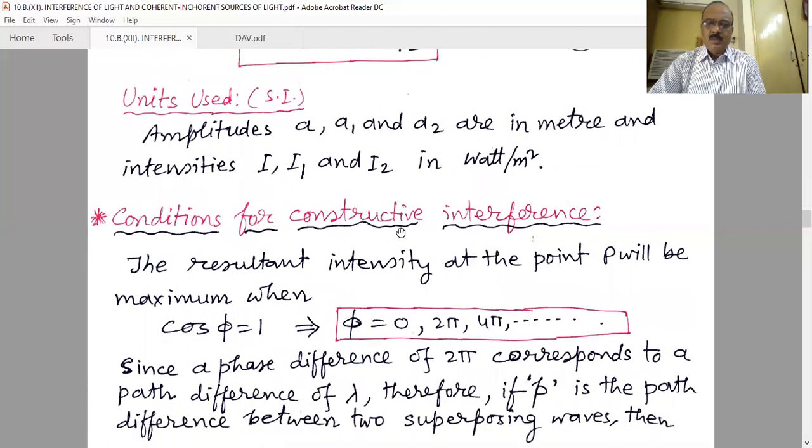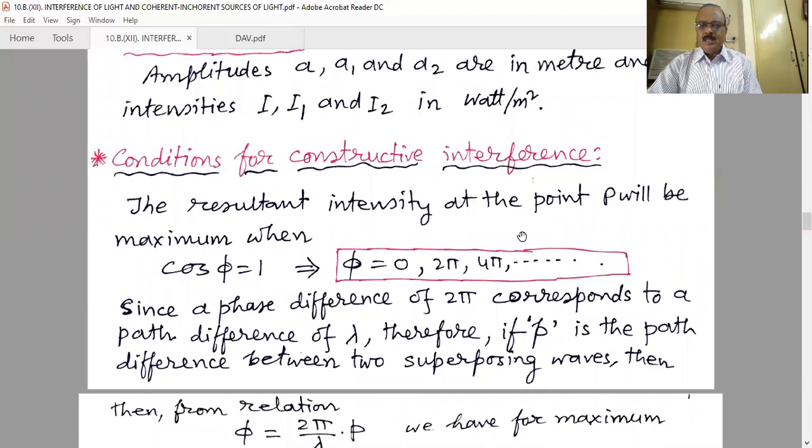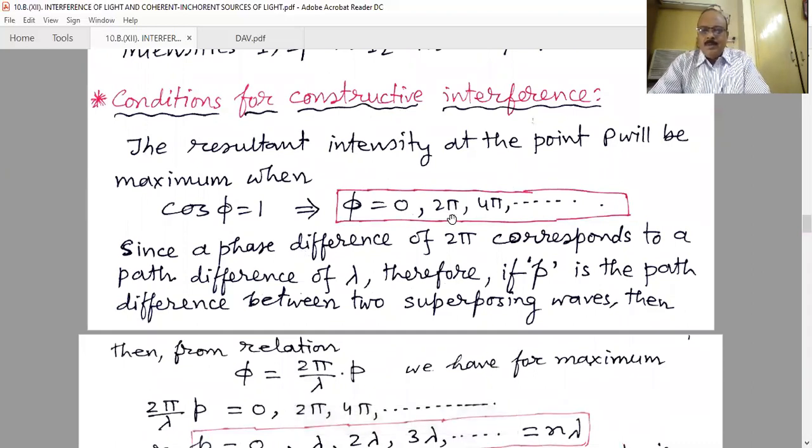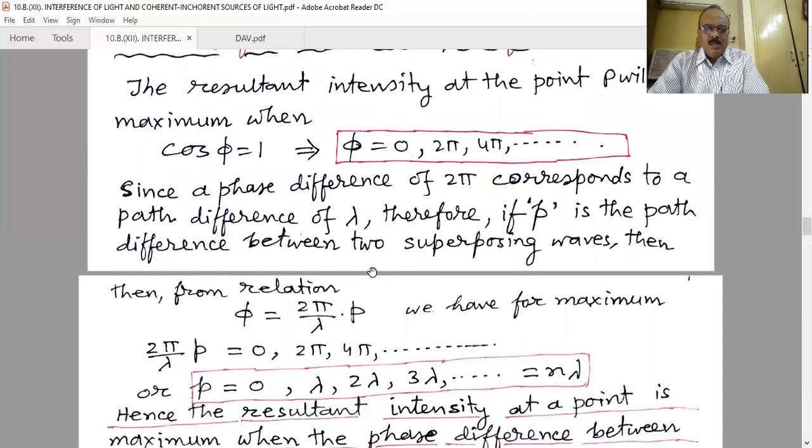The condition for constructive interference: the resultant intensity at the point P will be maximum when cos of phi is 1. And when the value of cos of phi is 1, phi is 0, or 2 pi, or 4 pi, or 6 pi, that means when the phase difference of 2 pi corresponds to path difference lambda. Therefore, if p is the path difference between the two superposing waves, then from the relations, phi is 2 pi by lambda into p.